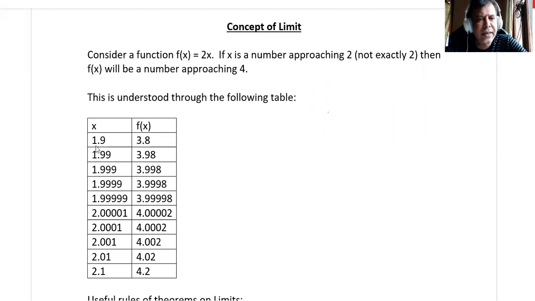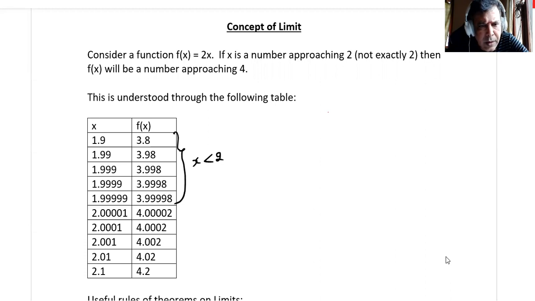For example, if I consider x as 1.9, then f of x will become 3.8. Then slowly I'm increasing the values of x, meaning 1.99, it becomes 3.98. If it is 1.999, it becomes 3.998. Like that, 1.99999, it becomes 3.99998. And further, if I increase beyond 2, if it is 2.00001, it becomes 4.00002.